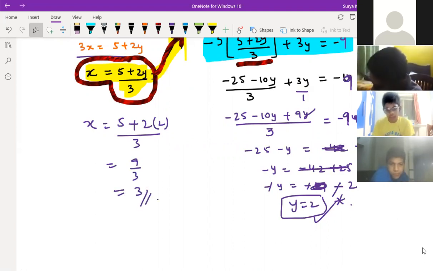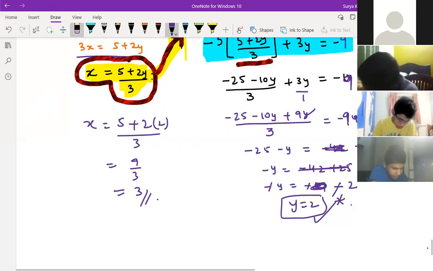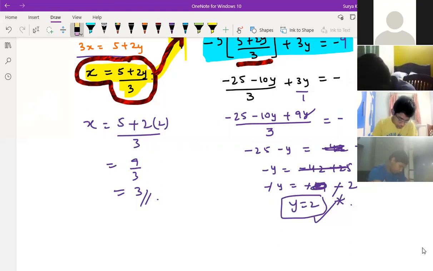It's clear now? Just check once. Only one mistake we have done, that is not minus. So the substitution method, if you understood this much, then you will not have doubt anywhere.